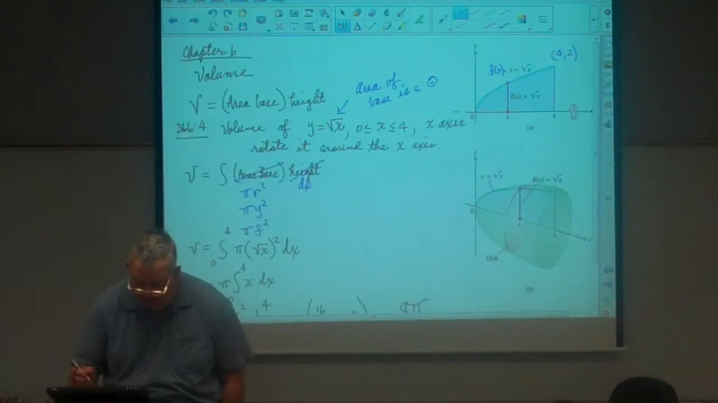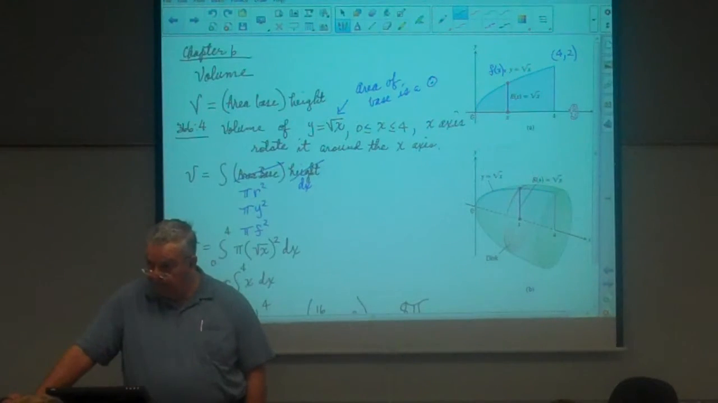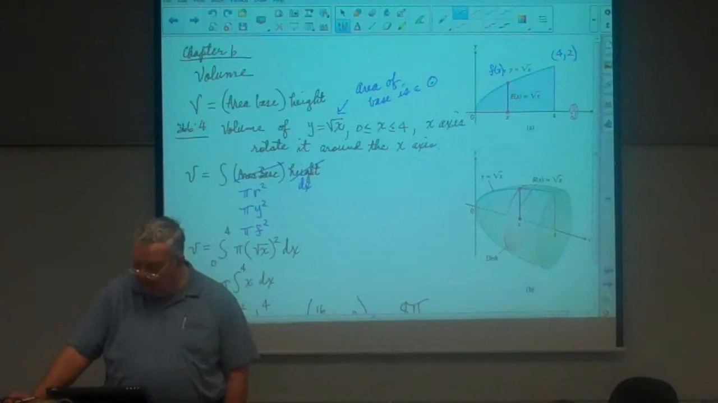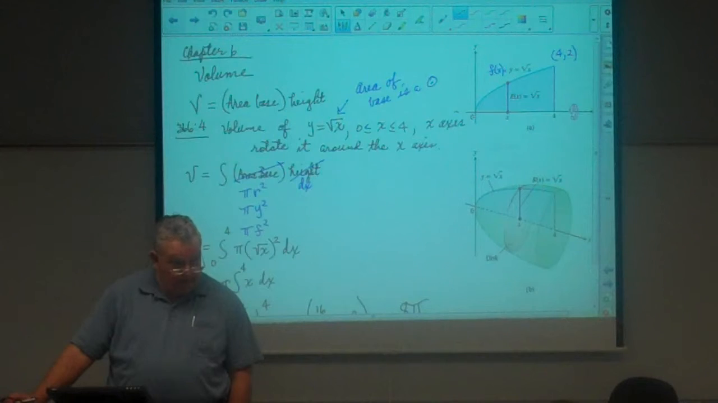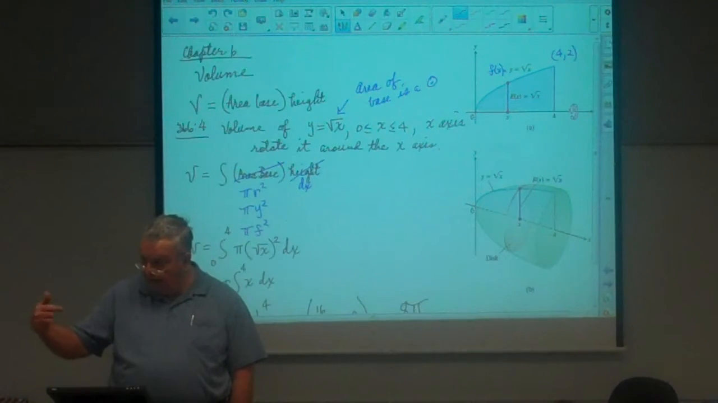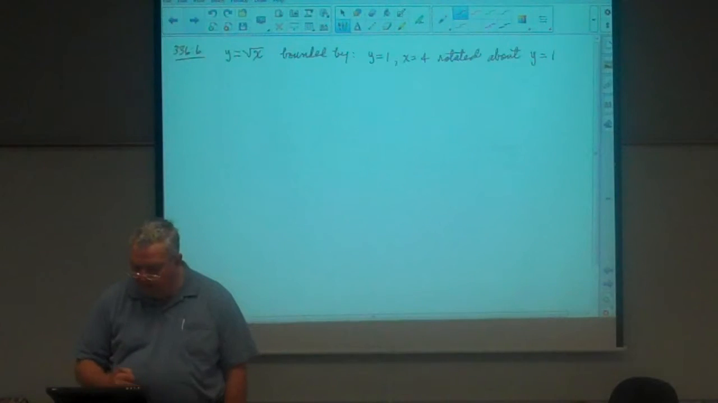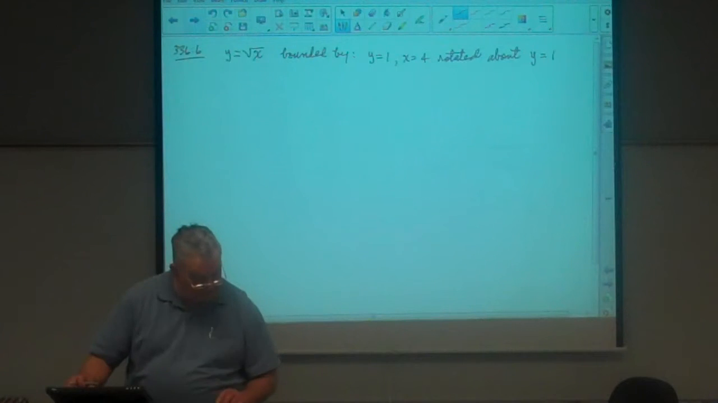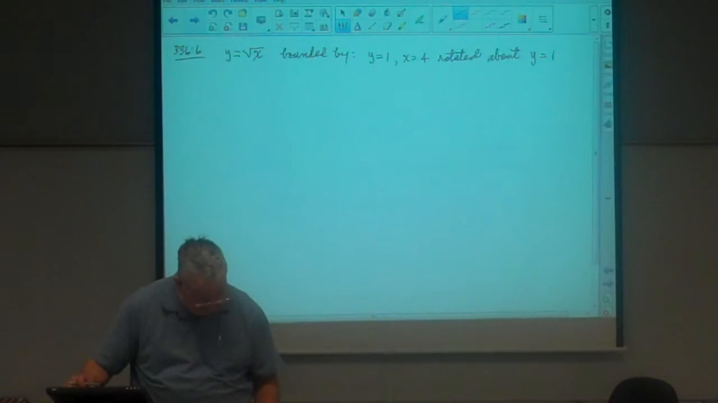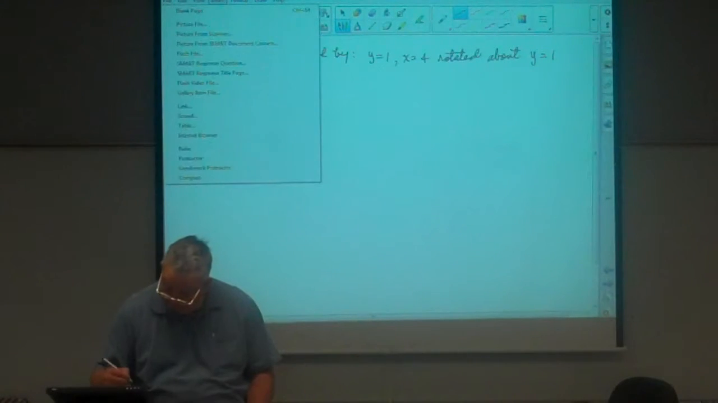What they're saying is, isn't that the same problem? Only, aren't they cutting it off at y equal 1? And then aren't they rotating it? That makes it a little easier, doesn't it? Well, I don't know. Easier is in the eye of the beholder. Let's set it up and we'll take a look at it. This is 6-10 on 367.